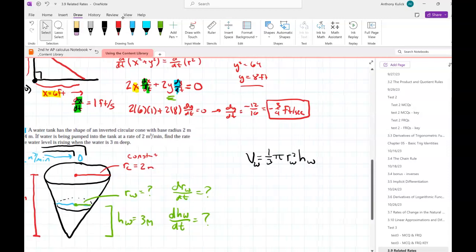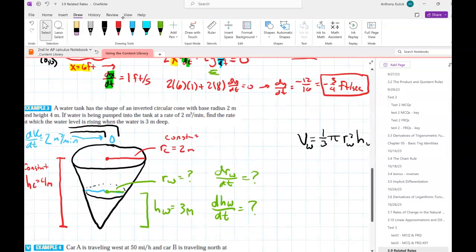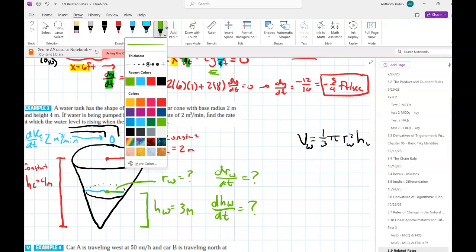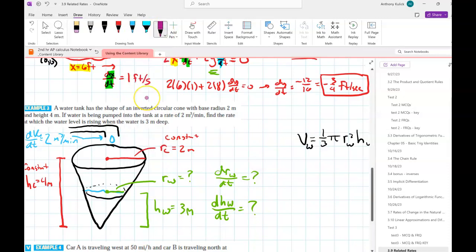So let's look at our picture here. Does anybody see an equation that will relate radius and height that doesn't involve volume? A triangle. A right triangle, in fact. Great. So let's draw in the triangle that I hope you're thinking of. What do you see when you look at this?